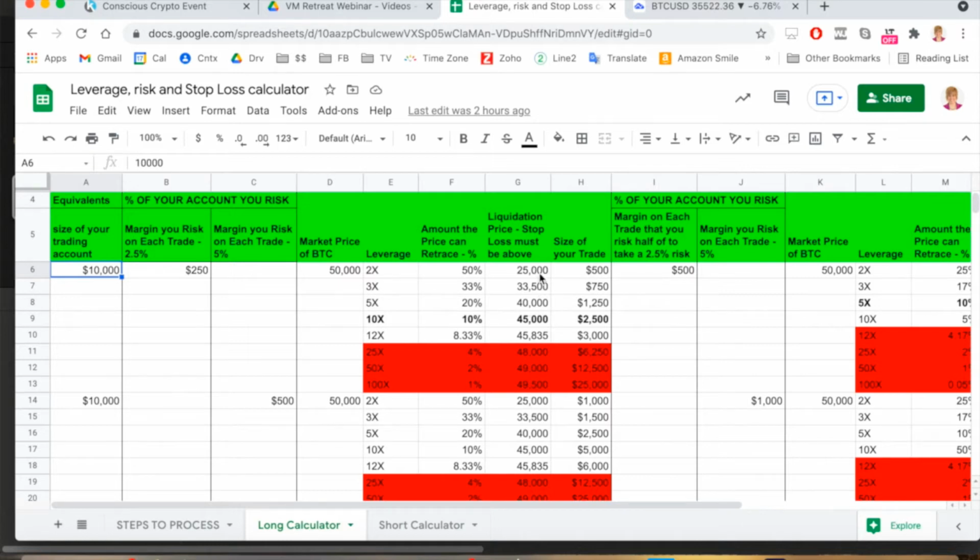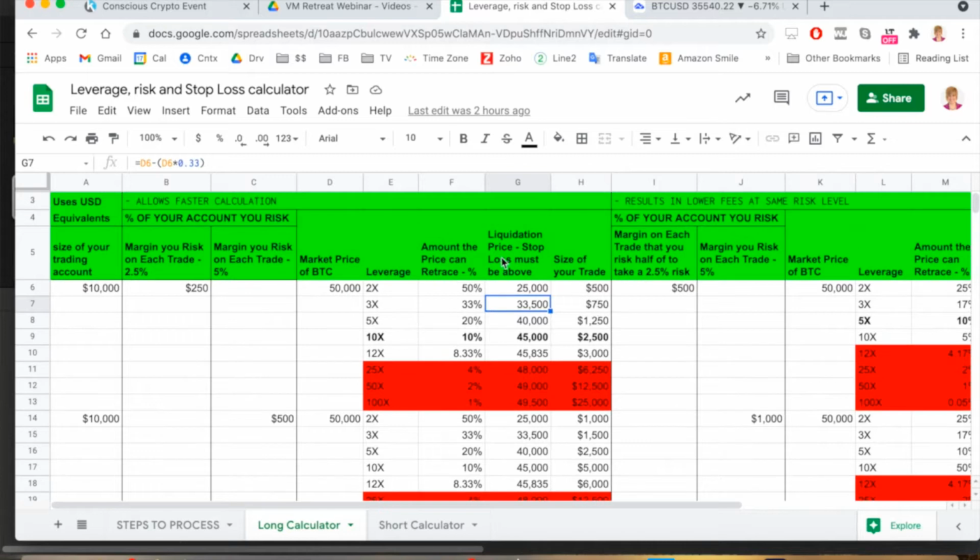Okay, so the formulas for these are automatically filled in for you, right? So this is the first style of using a stop loss. In other words, you put in a trade. If your margin's $250, then that means at a 2x leverage, your trade size would be $500. And in this case, you would be putting your stop loss just above the liquidation price. In other words, you're risking 100% of your margin, but it allows you to do the math fairly quickly then, and you understand how much risk you're taking.